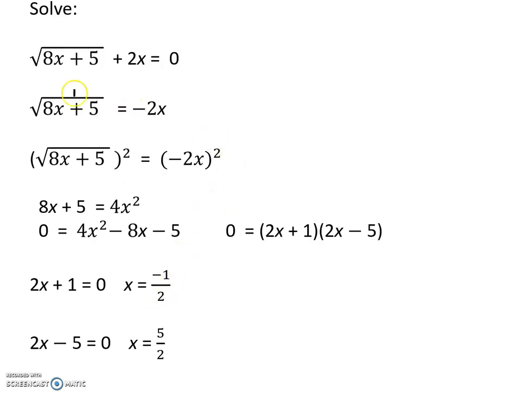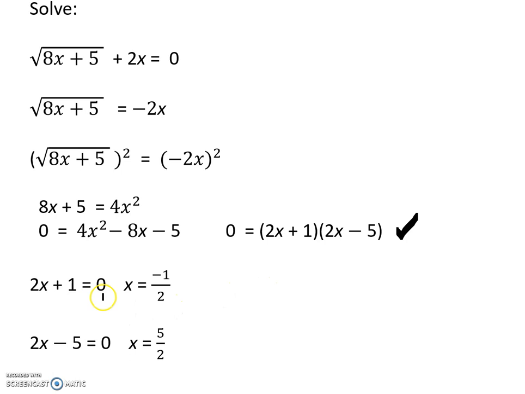Solving our next example, we have the square root of the quantity 8x plus 5, plus 2x, equals 0. We move that 2x over to the right side by subtracting 2x. Now we're going to square both sides, and when we do that, we find we have 8x plus 5 equals 4x squared. Taking the 8x and the plus 5 to the other side, we have 4x squared minus 8x minus 5. That factors quite nicely into 2x plus 1 times 2x minus 5.